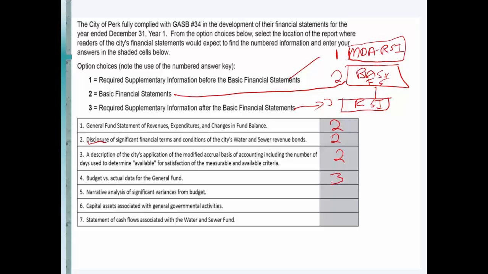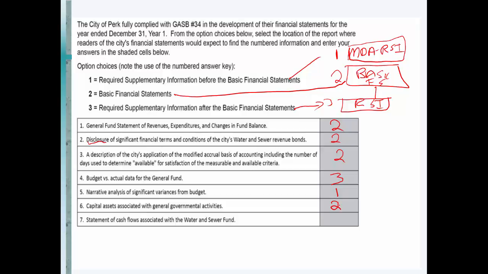3, we just looked at that, right? That was an example of what was down there, required supplemental information. Narrative analysis of variations from the budget. Now, yeah, very good. That's 1. I was going to say 3 because I just showed you an analysis, but when it says narrative, that's what the MD&A does, right? It's describing things.